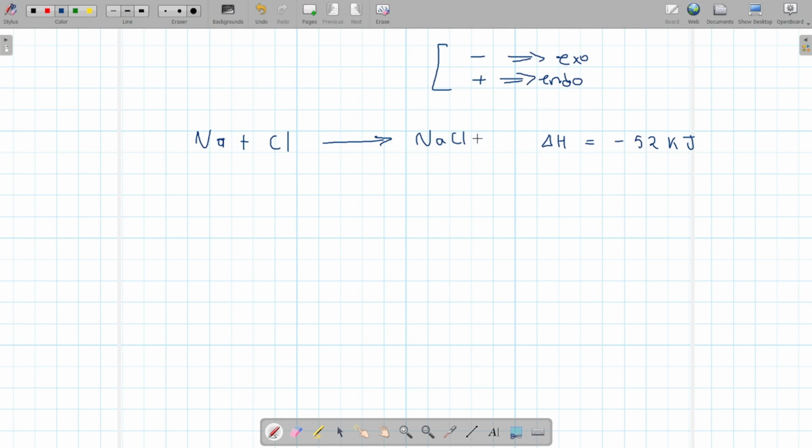Anyway, what Hess's law says is you can switch up this reaction. You can do the complete opposite. You could do NaCl, break it down to Na plus Cl, and you'd still get delta H is 52 kilojoules. Except now it's positive, obviously, because it's endothermic. But that's not my point. My point is, you can reverse the reaction, switch it up, just do the opposite, and nothing will change.